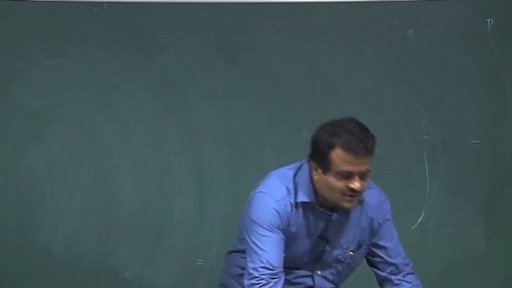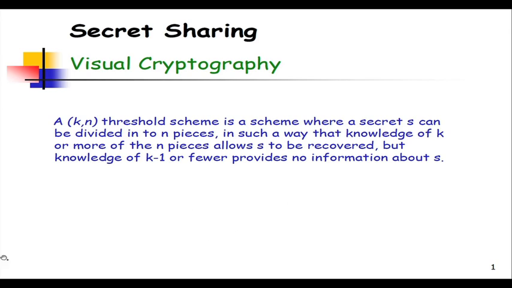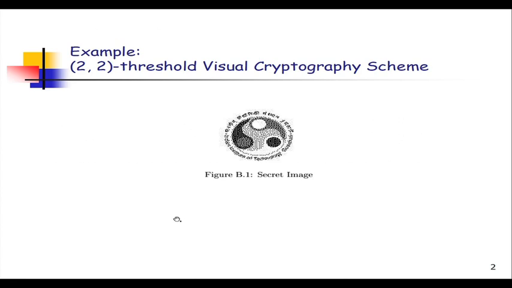So, here this is a (k, n) threshold scheme. We divide the secret S into n pieces such that if k users or more come together, they should be able to recover the secret. But if k minus 1 or fewer users come, then they should not be able to recover the secret. So, this is a simple example of a 2 threshold scheme.